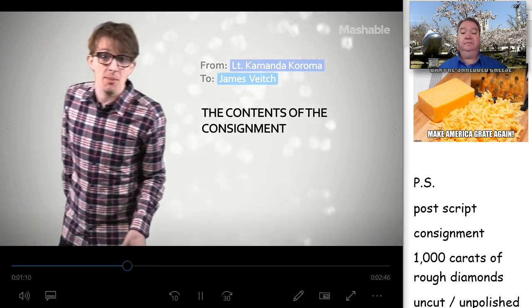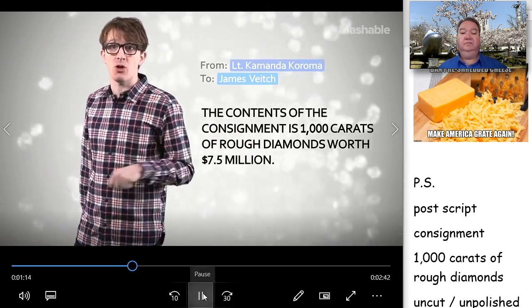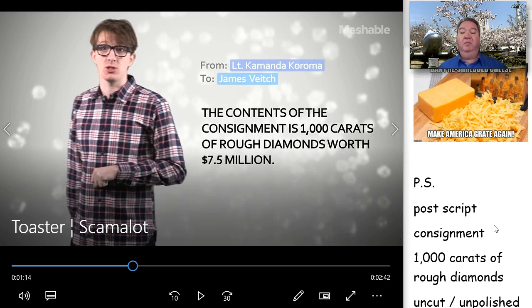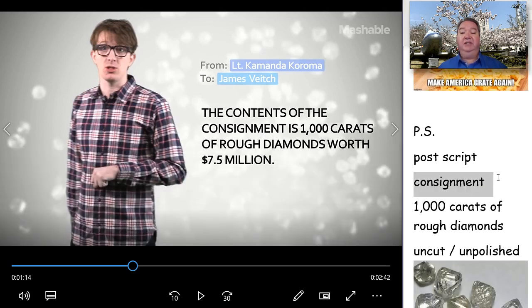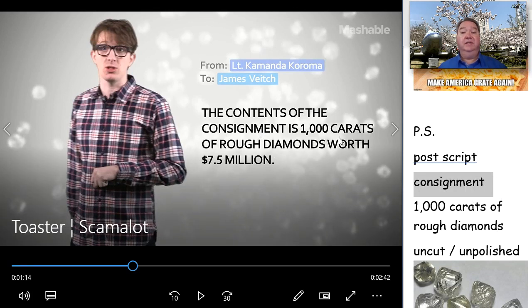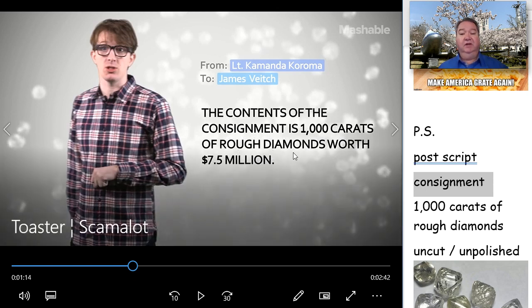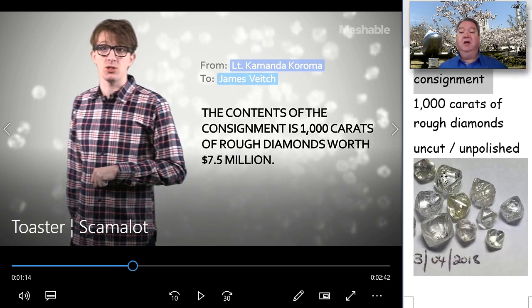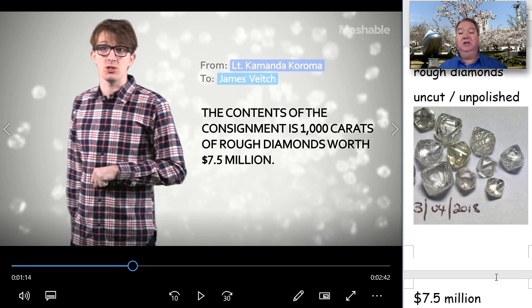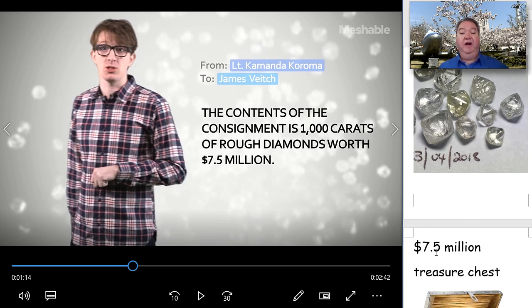He said the contents of the consignment is 1,000 carats of rough diamonds worth $7.5 million. Okay, so the contents of the consignment, remember we looked at consignment, is just a shipment in this case. The shipment is 1,000 carats. That's a lot of rough diamonds. Now here, earlier in the video, it said polished diamonds. Here in this email, it says rough diamonds. So rough diamonds would be uncut diamonds. They'd be unpolished, just like they came out of the mine. They're not ready to be put into a necklace or a ring or something, but worth $7.5 million.